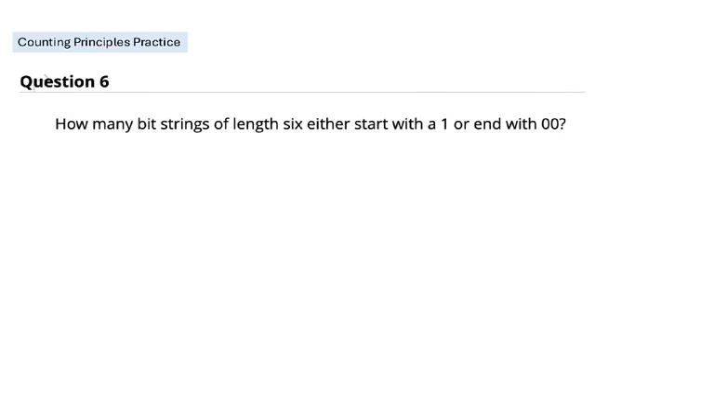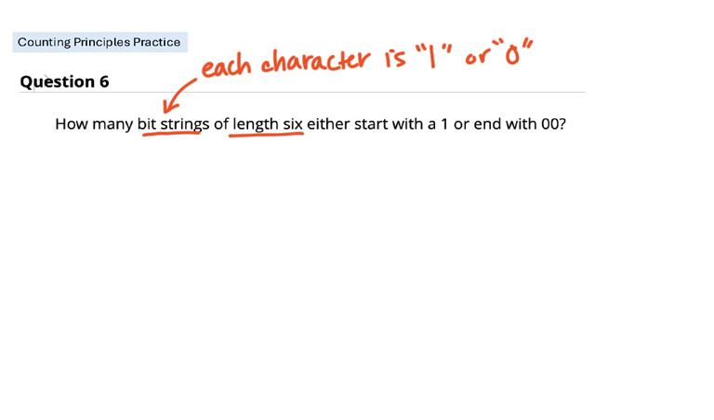All right, now we're talking about bit strings, which, as a reminder, is a very CIS vocabulary word. Bit string means that each character is a 1 or a 0. And we've got 8-bit strings, 16-bit strings. In this case, they say it's a bit string of length 6. Okay? So it's going to be 1, 2, 3, 4, 5, 6. But here's what they're saying. How many of them either start with 1 or end with 00?